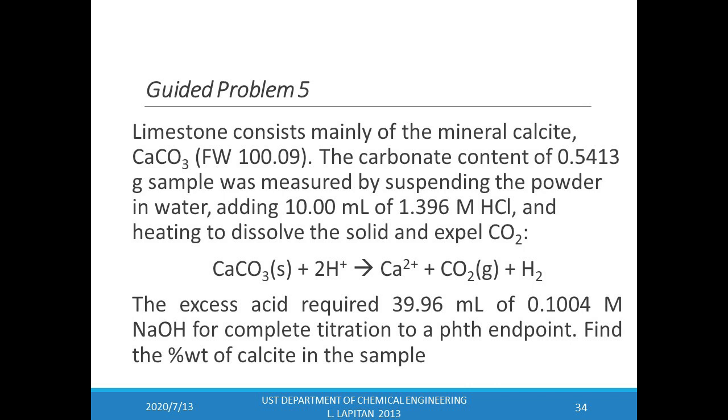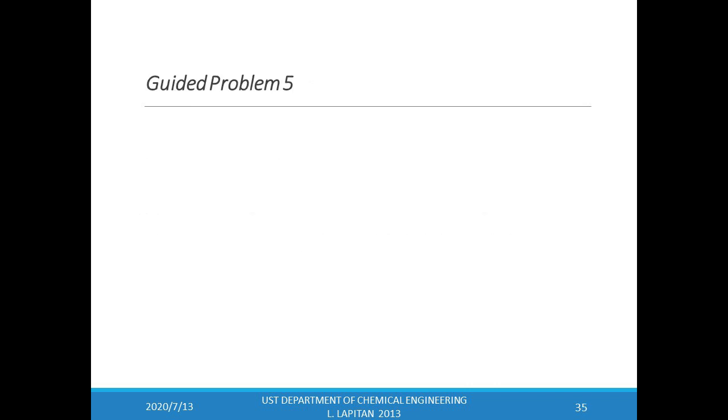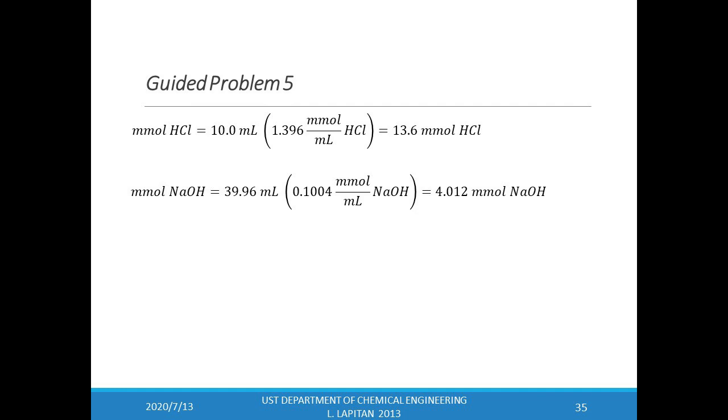Alright, so before we go to the actual computation, you have to realize that this problem is again a type of back titration problem. So we can compute the millimoles of hydrochloric acid by multiplying the volume by its concentration, and this will give us 13.96 millimoles of HCl. In a similar manner, we can determine the millimoles of sodium hydroxide by multiplying the volume and its concentration, and this will give us 4.012 millimoles of sodium hydroxide.